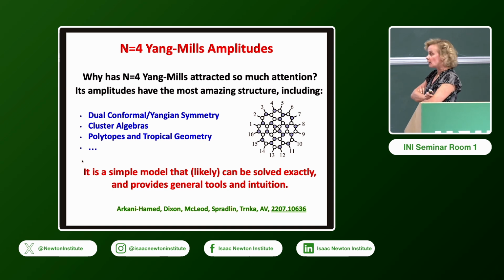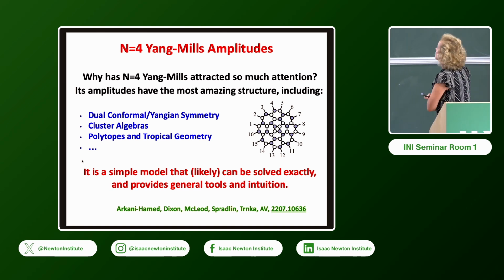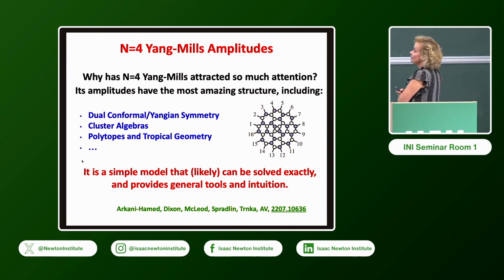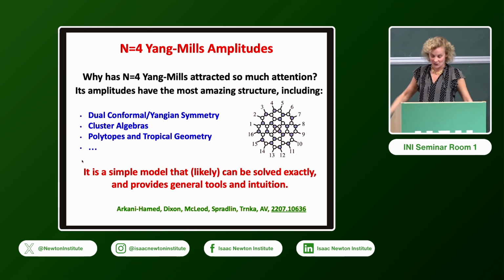So why has N=4 attracted so much attention? There's been a lot of work in the past 15 years. There's a lot of structure and extra symmetry. I'm also going to be talking about planar Yang-Mills, and I should have put that on the slide. There's dual conformal symmetry. There's Yangian symmetry. There's a connection to positive geometries. And I'm going to explain a little bit about cluster algebras, polytopes, and tropical geometry. It's a simple model that likely can be solved exactly. Once we thought it would be done by now, but okay, still lots of work.